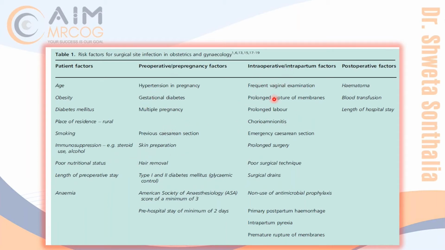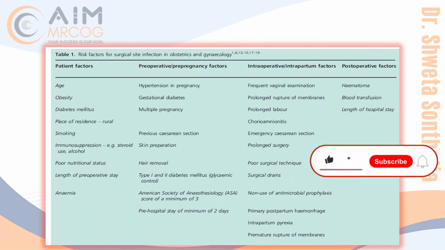Intraoperative means again, if you have done rupture of membrane, prolonged vaginal examination, prolonged labor, emergency, chorioamnionitis, all these things. Surgical technique, if it is poor, if you have put drain, you have not used antibiotic, if there is PPH, if there is pyrexia, all these things. Post-operative, if there is blood collection like hematoma, if blood transfusion, if again she stayed long in the hospital. So all these things by seeing you can understand. So just go through it once to understand; maybe you are not able to understand 1 or 2 points, you can try to understand that.